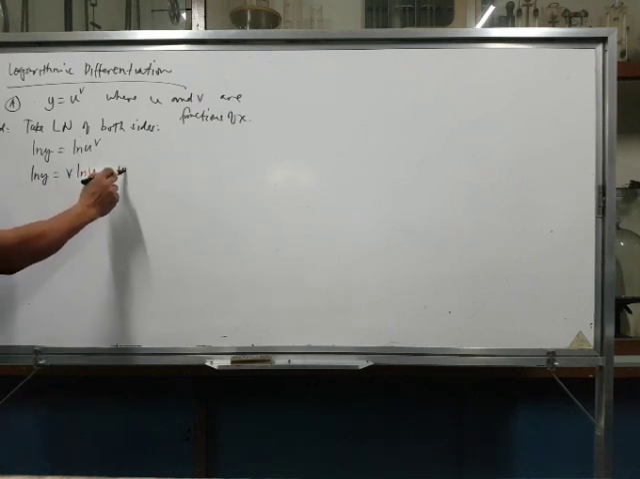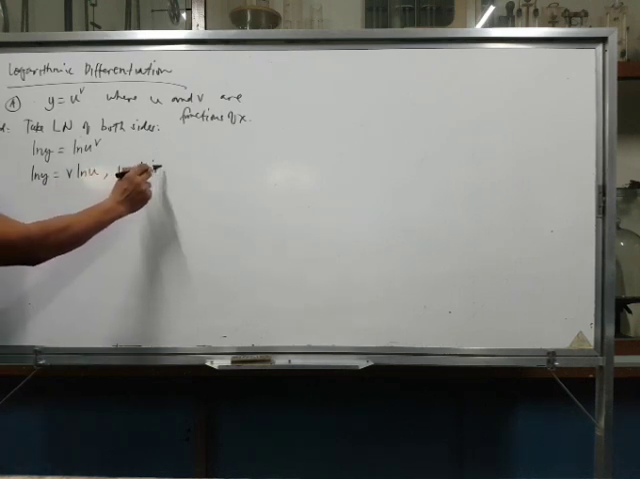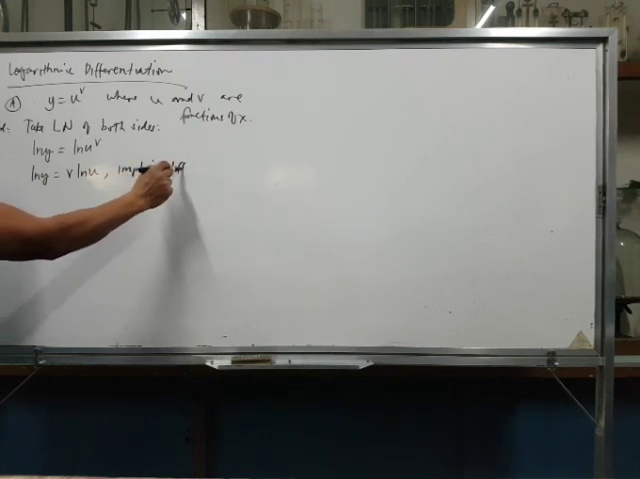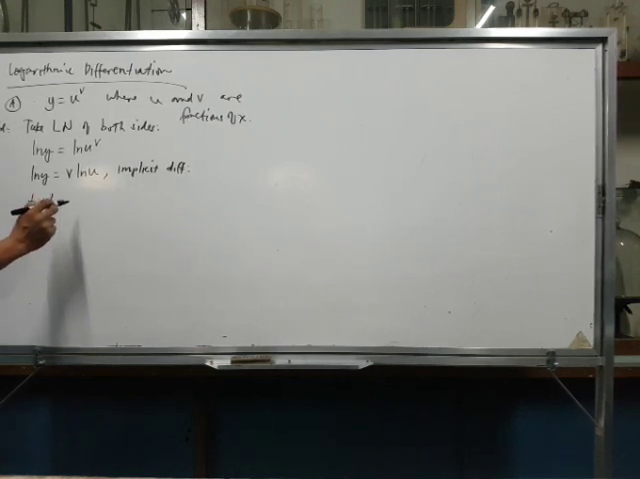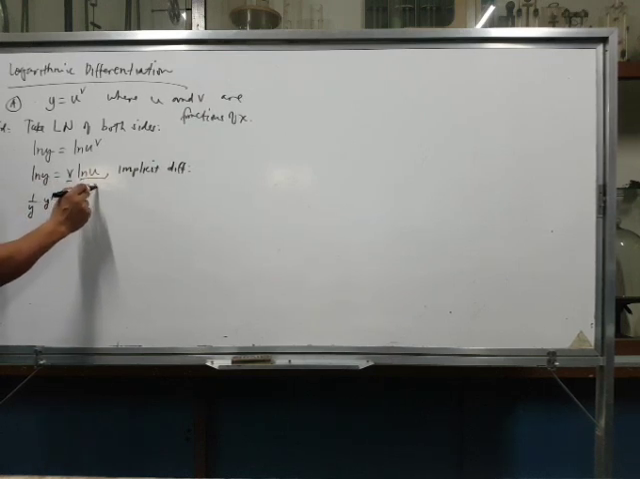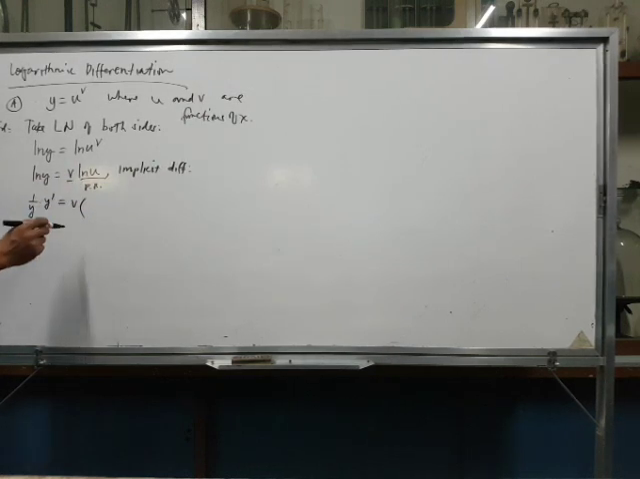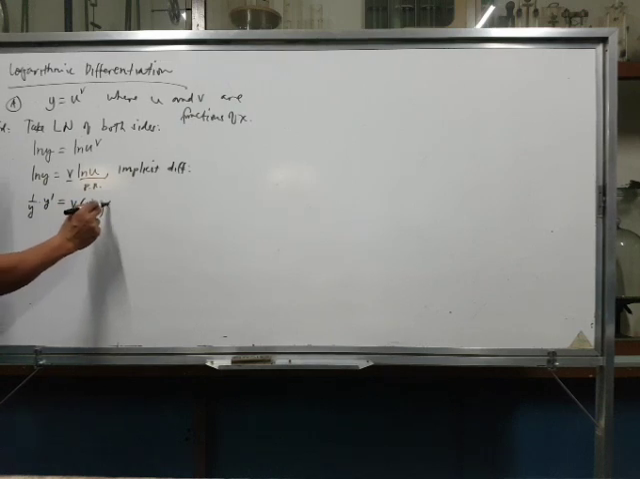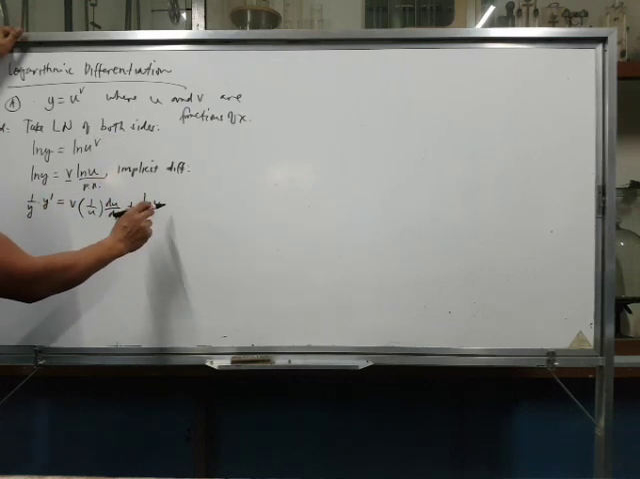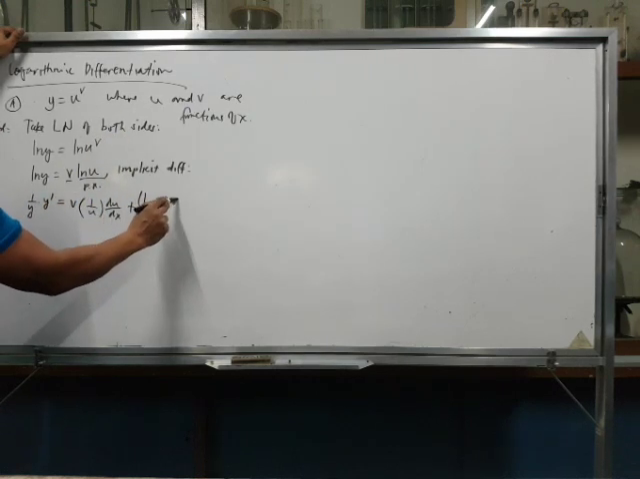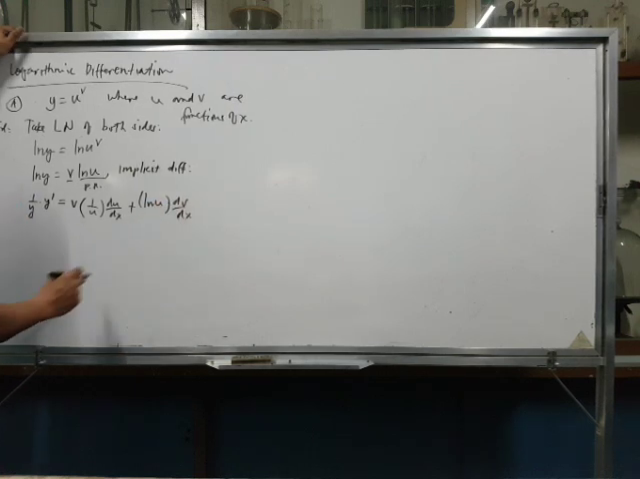And then we'll just apply implicit differentiation. So the derivative of ln y is 1 over y times y prime equals, so we use product rule here. So v times the derivative of ln u is 1 over u times derivative of u with respect to x. And then plus ln u times derivative of v with respect to x.